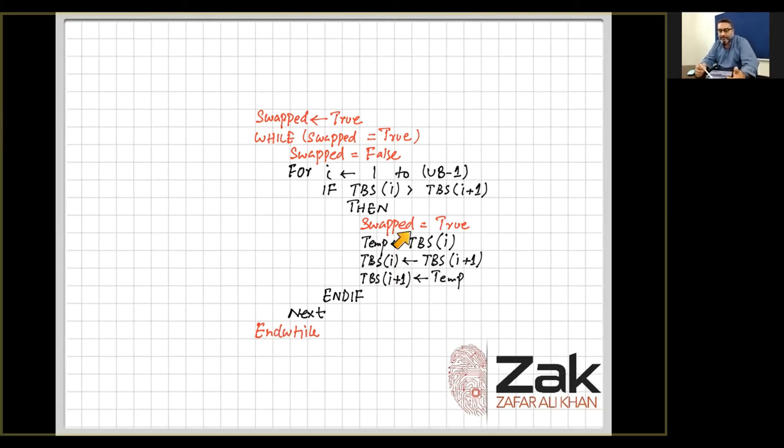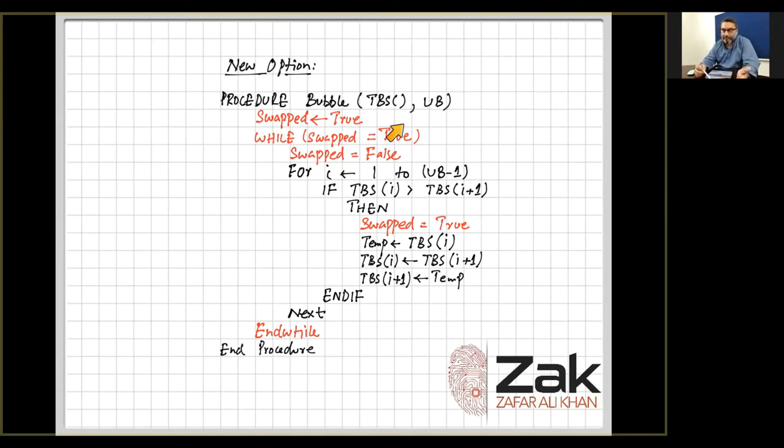Since there was a swap, there's a possibility that there are further swaps. So it works until it is false. And before starting the inside loop, we have made it false. So if in the inside loop no swap happened, swapped will remain false. So end while will check that if it is true, it works. If it is not true, it is false, then it gets out. So this is another option that we have. Again, we have to put it inside the subroutine.